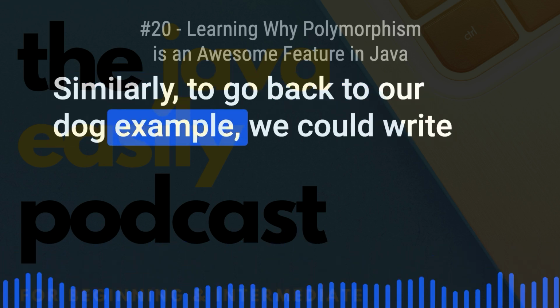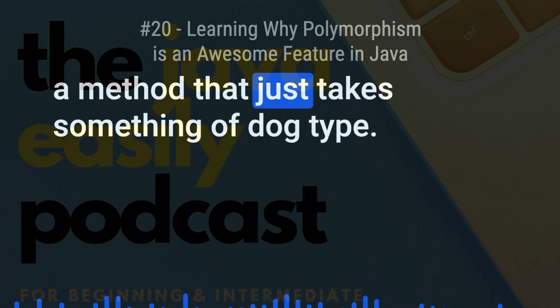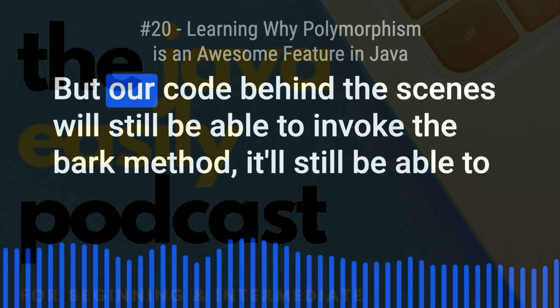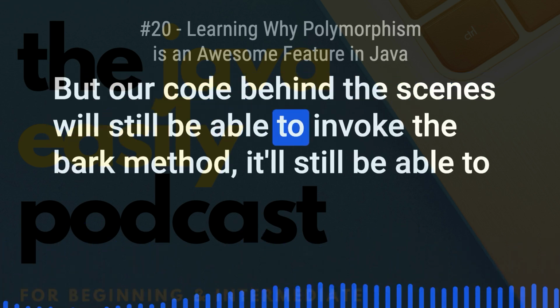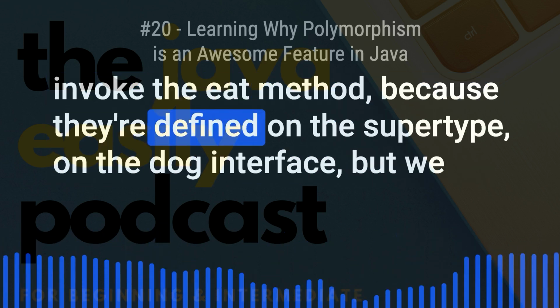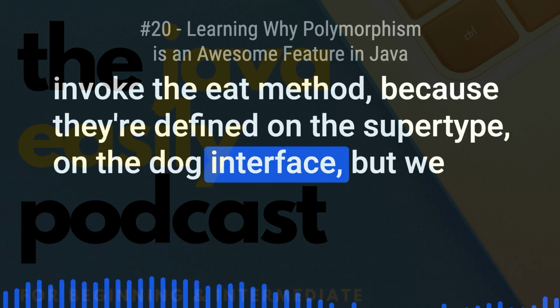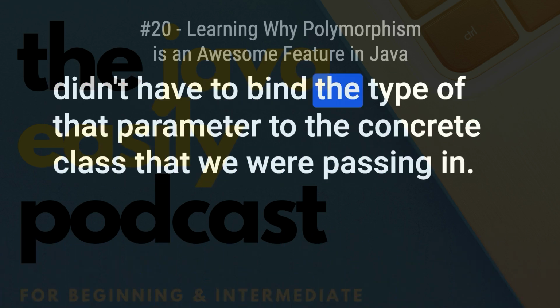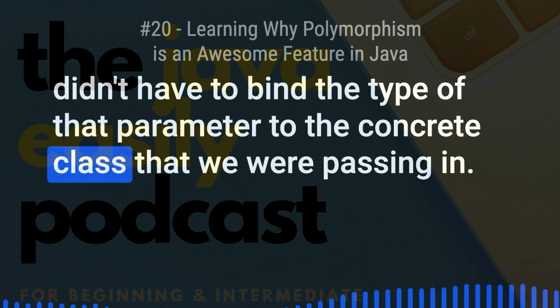Similarly, to go back to our dog example, we could write a method that just takes something of Dog type. But our code behind the scenes will still be able to invoke the bark method, it'll still be able to invoke the eat method, because they're defined on the supertype, on the Dog interface, but we didn't have to bind the type of that parameter to the concrete class that we were passing in.